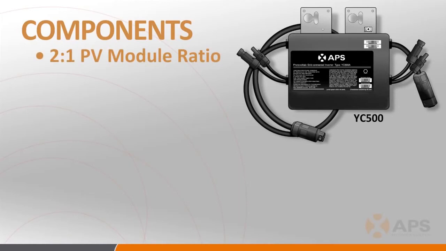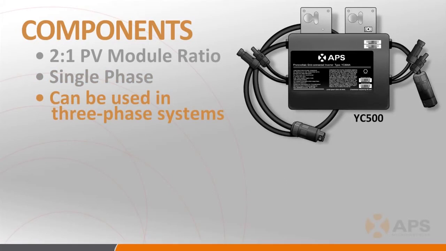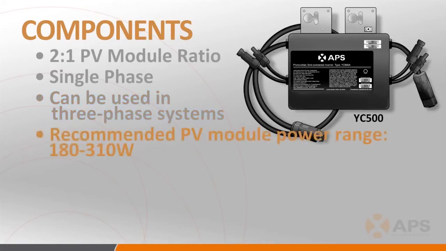The APS YC500 functions as two inverters built into a single case and has the following characteristics. It's a single-phase inverter, but given its architectural flexibility, it can also be used in both 208 volt and 277/480 three-phase applications. It is best suited for PV modules in the 180 to 310 watt range, and its total rated output power is 500 watts.